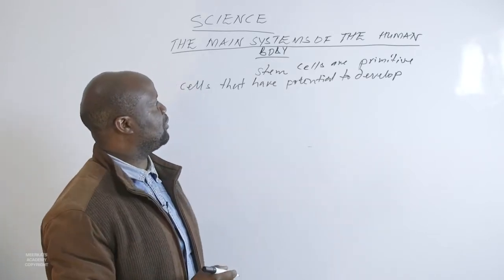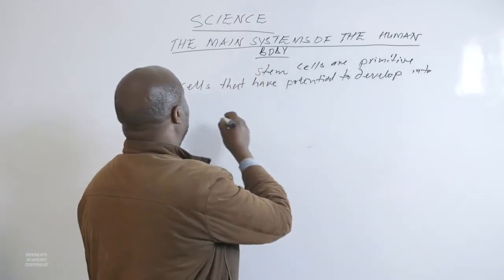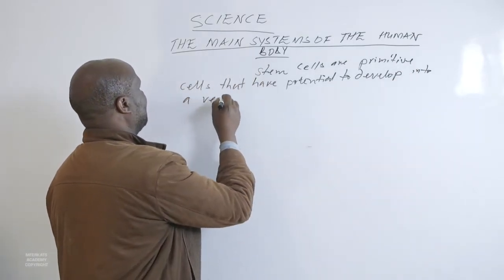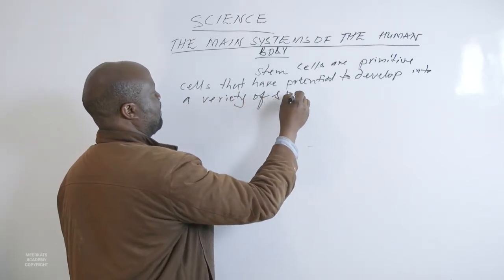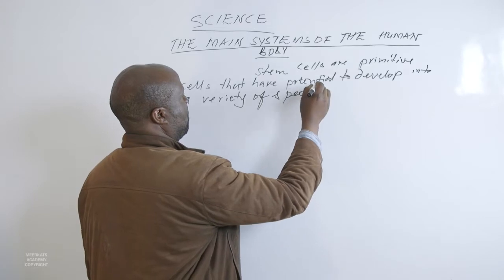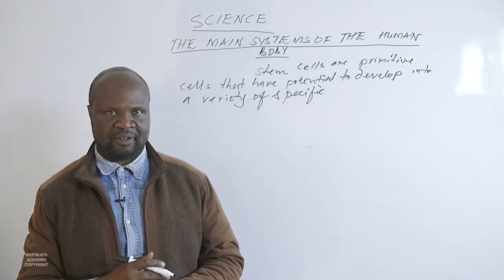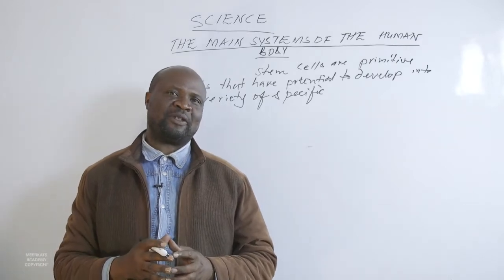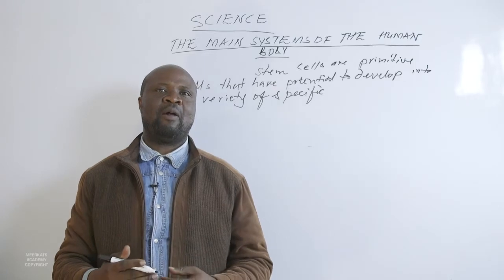They have a potential to develop into a variety of specific cells. They can differentiate, they can develop into a variety of specific cells. Now, when we talk of a variety of specific cells, these cells can formulate cells that are important.